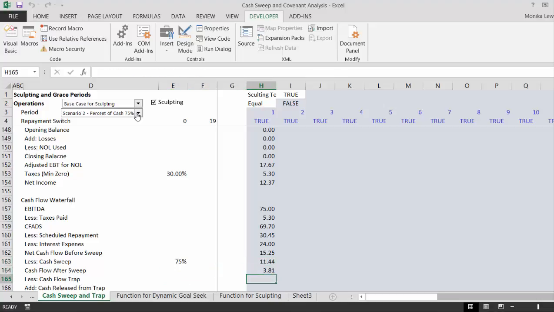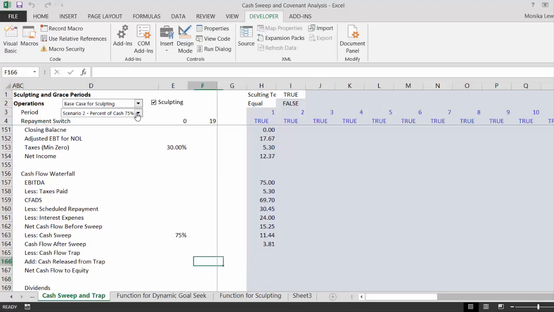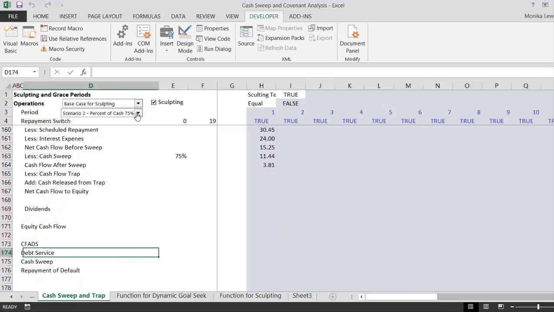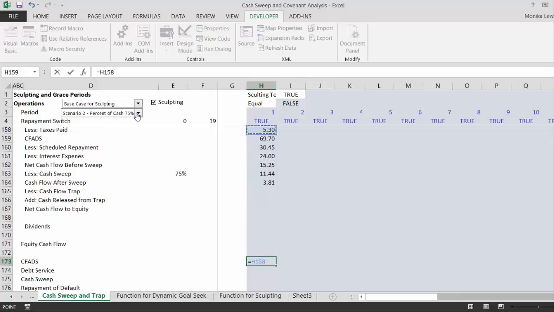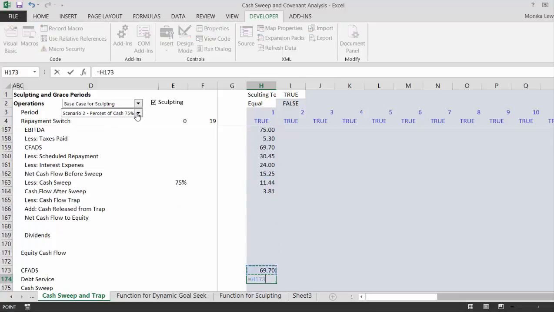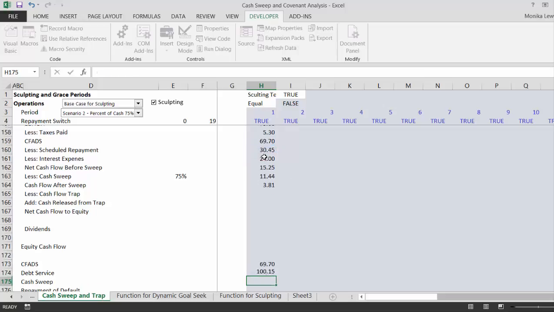this is the cash flow after the sweep, and then we can model our cash flow trap. Might as well do that now. To do that, we need to first put in our CFADS and then our debt service, and we'll just use the scheduled debt service, not the debt service including the sweep.